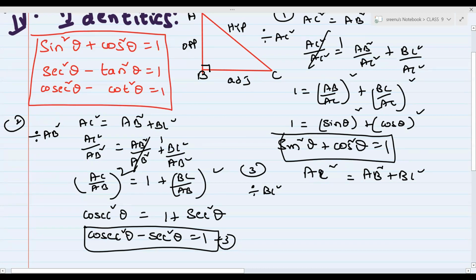Cosecant square theta minus cot. This is adjacent, no? Cot, very good. Cosecant square theta minus cot square theta. Oh, this is not second, this is the third. We got the third identity first. Now the second we will get. You please try on this one. Divide with BC square.